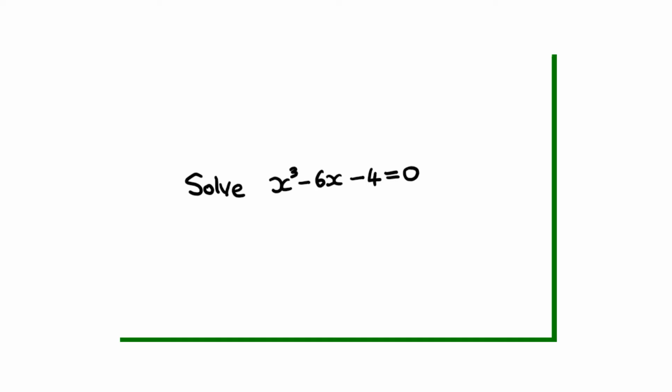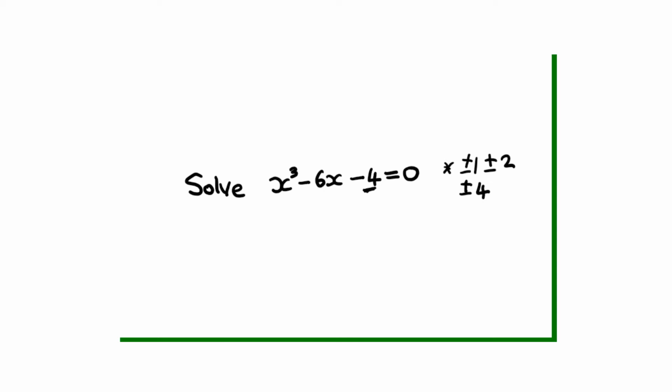Right, on this question, we would want to solve this cubic equation: x cubed minus 6x minus 4 equals 0. So we must find the first factor. We find the first factor by looking at the factors of 4, which are plus or minus 1, plus or minus 2, and plus or minus 4. So you must substitute and check which one will give you a 0.